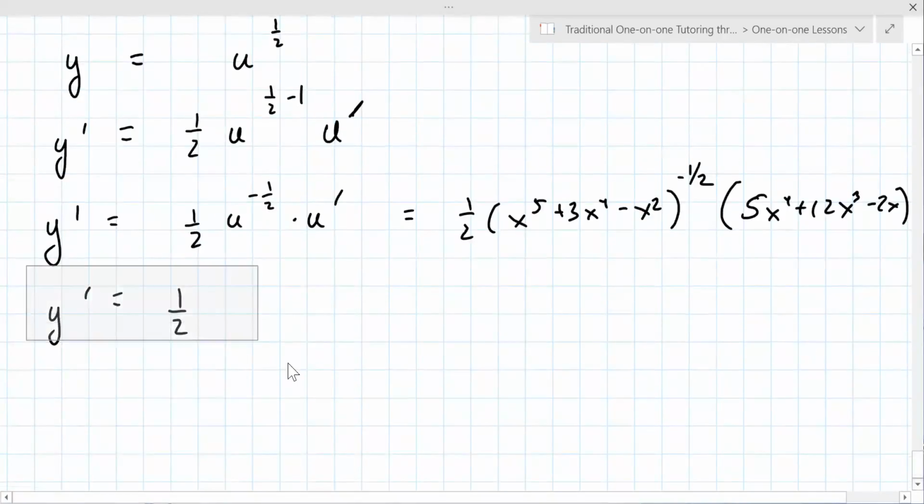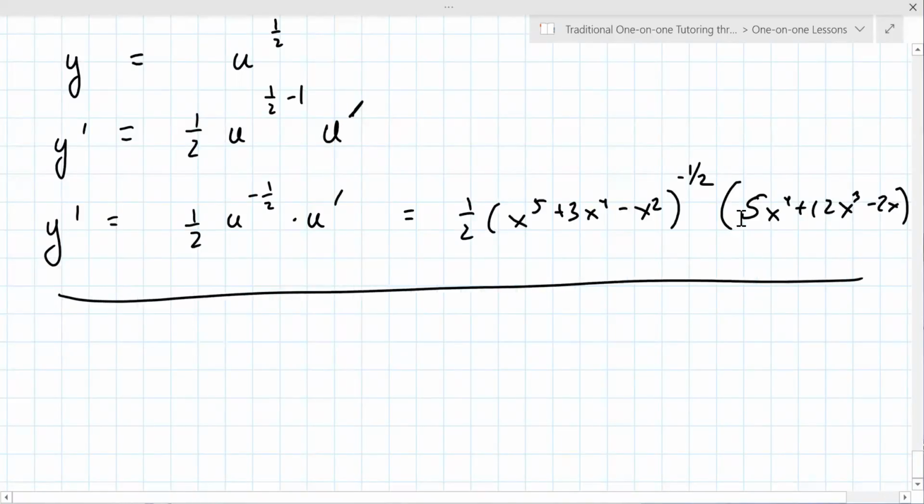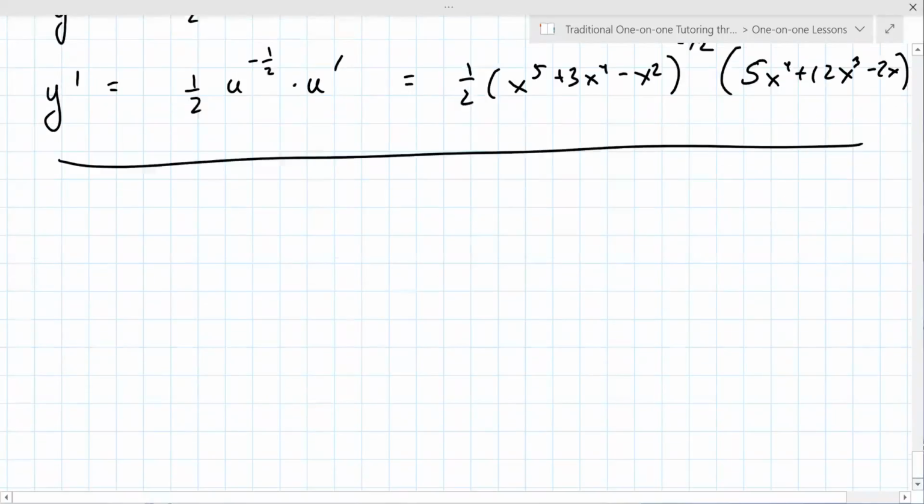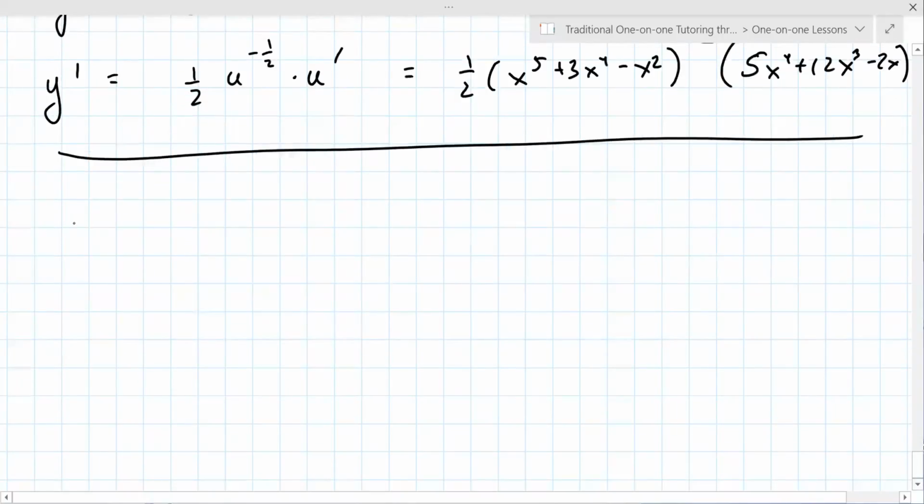This problem has a lot of steps. Yes, but this is not even close to the most difficult types of problems you'll see. So let's keep going here. y equals the cube root of 5 minus x squared.